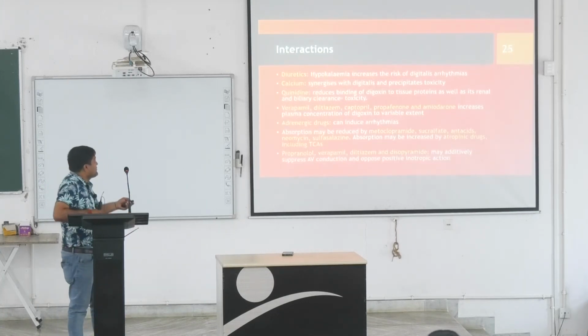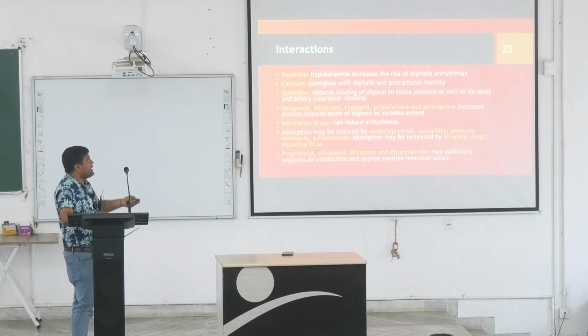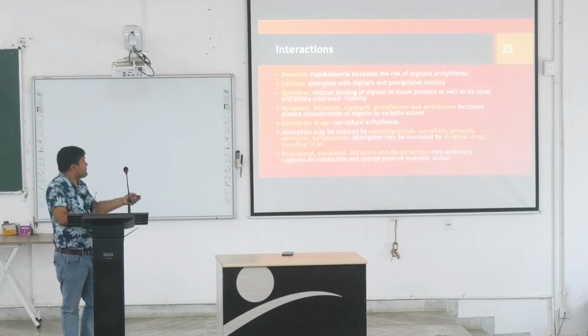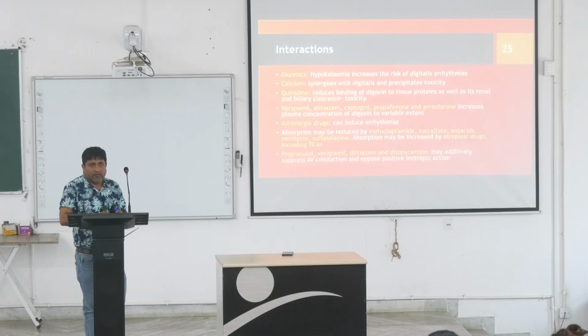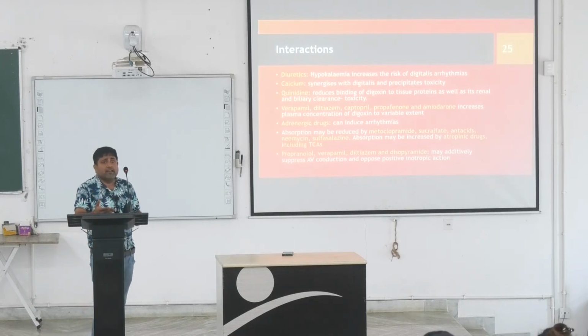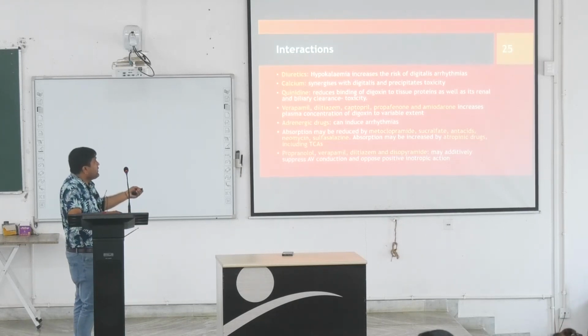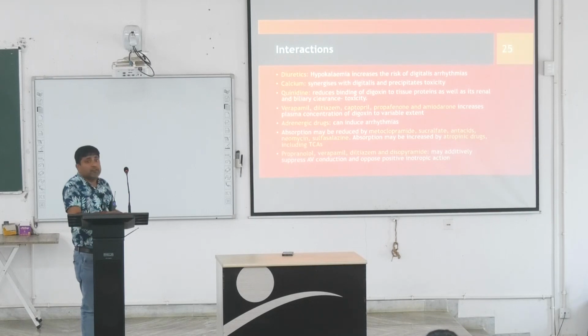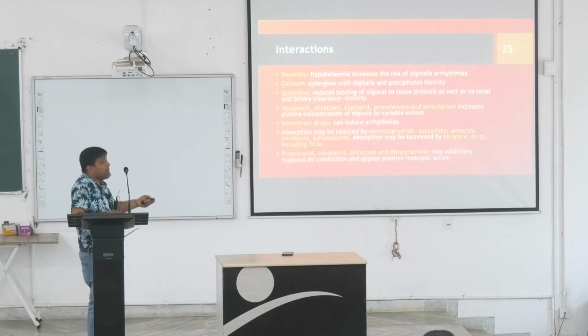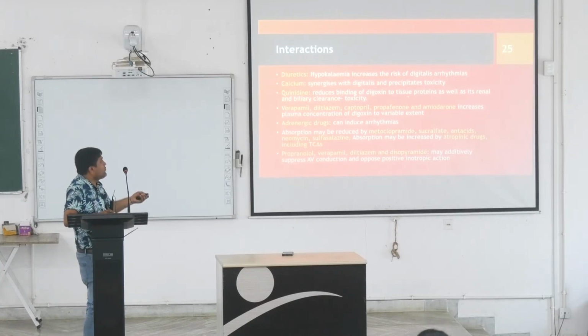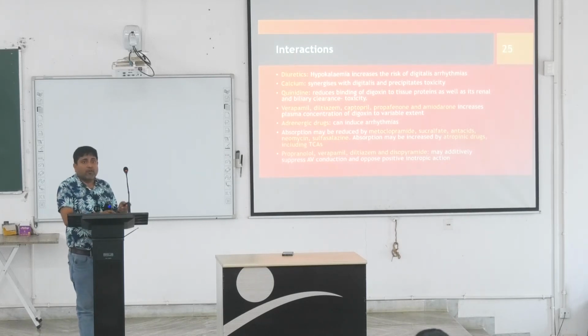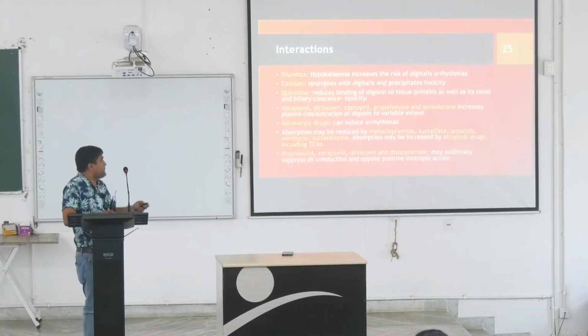Interactions: diuretics. Already discussed, hypokalemia increases the risk of digitalis toxicity or arrhythmia. Calcium synergizes with digitalis and precipitates toxicity. Already we know digitalis causes increase in the calcium concentration in the myocardial fiber. More calcium, more toxicity. Quinidine reduces binding of digoxin to the tissue protein. Basically it is inhibiting P-glycoprotein, the efflux transporter, and hence the digoxin binding to the protein is reduced, and also the renal and biliary clearance are reduced, causing digitalis accumulation and toxicity.